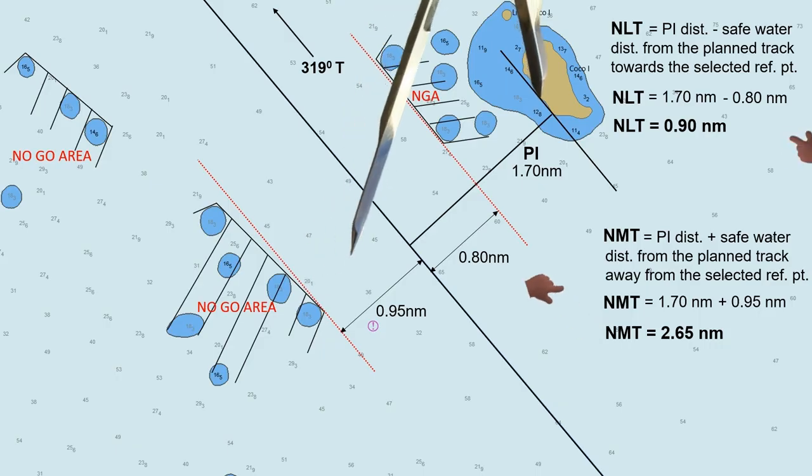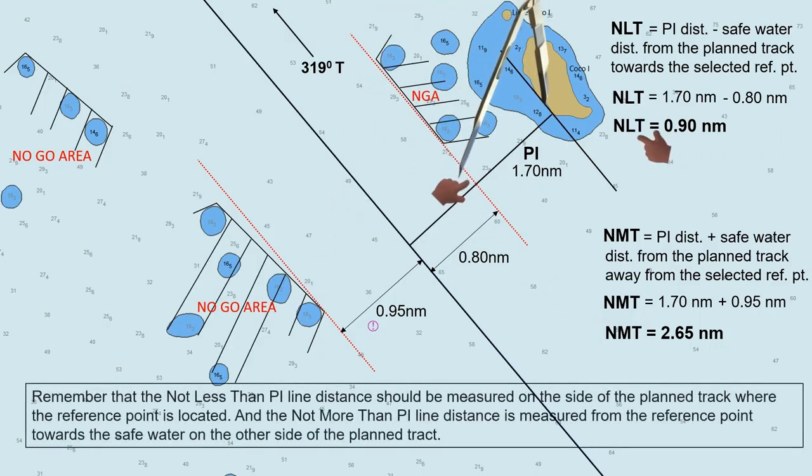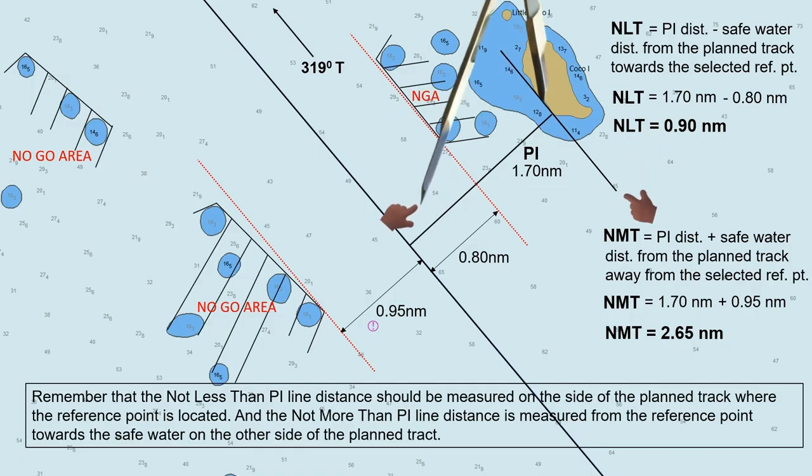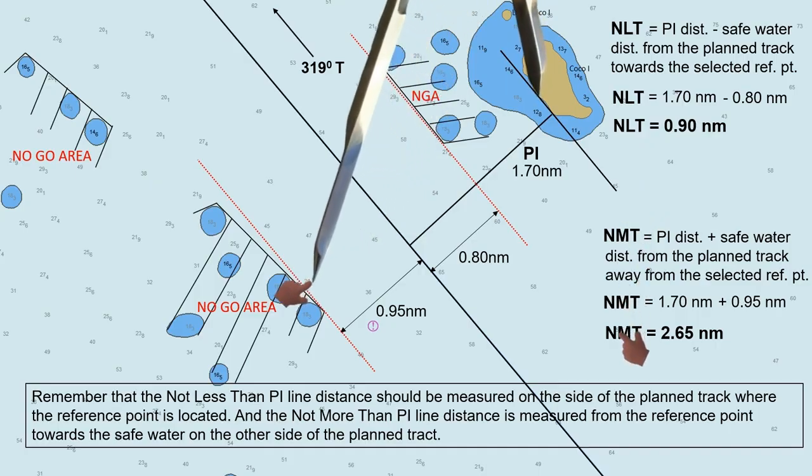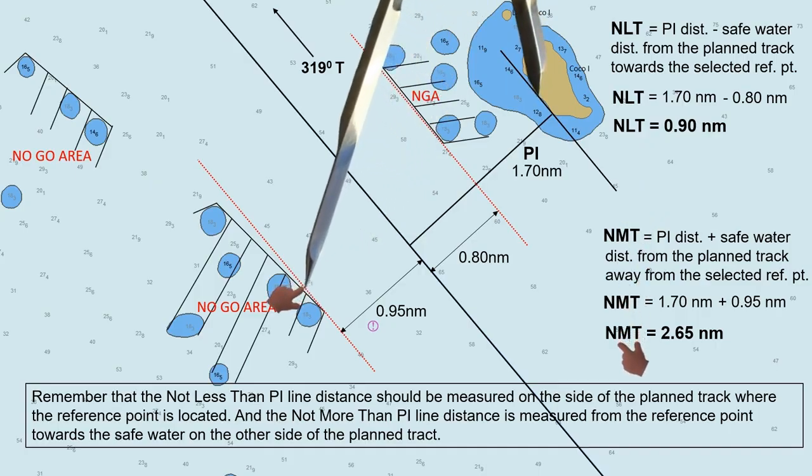Always remember that the not less than PI line distance should be measured on the side of the planned track where the reference point is located. And the not more than PI line distance is measured from the reference point towards the safe water on the other side of the planned track.